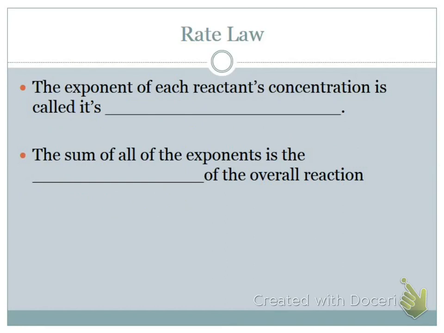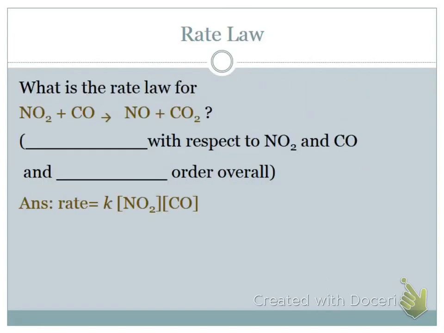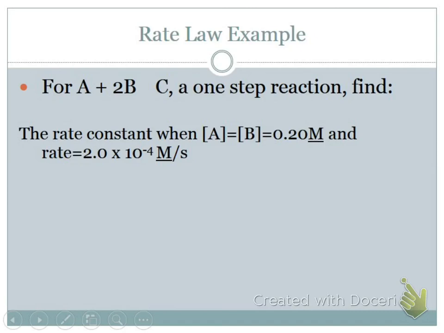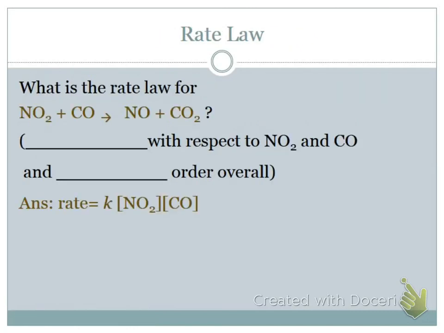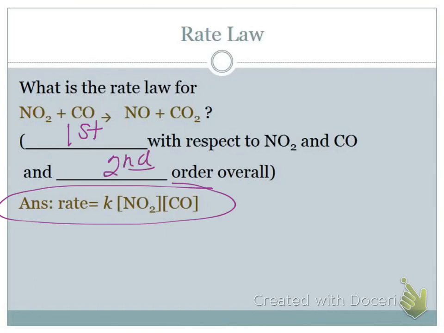Okay, so when we have the rate law, we have the exponent for each reactant. We call it its order. And the sum of all the exponents is the overall order of the reaction. So if I was going to write this rate law for this particular equation, here is my rate law for that reaction: k times NO2 times CO. I would say that this was first order with respect to NO2 and CO. They're both first order. And then I would say it's second order overall. So the overall reaction is considered to be second order.